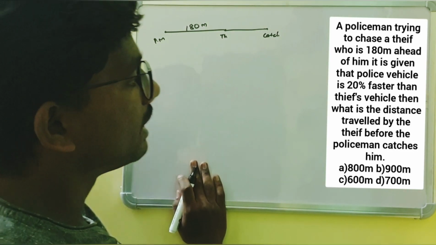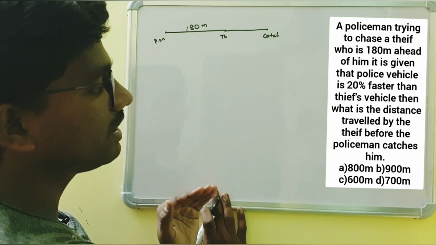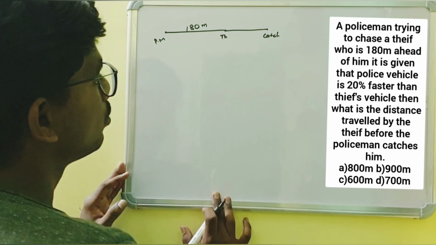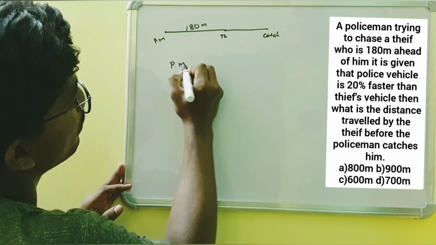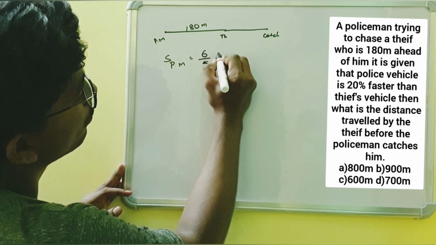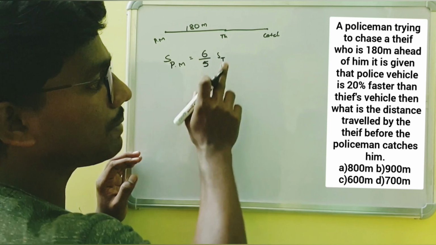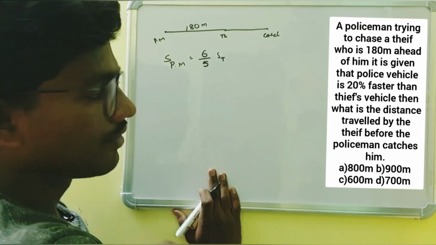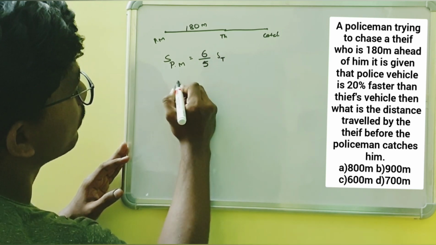So here the speed of the thief or the speed of the policeman is not given, but it is given that the speed of the police vehicle is 20% faster than the speed of the thief's vehicle. So let us assume that the speed of the policeman's vehicle is 6/5 of the speed of the thief's vehicle. As it is given as 20% more, 20% is nothing but 1/5. So I am taking it directly as 6/5.